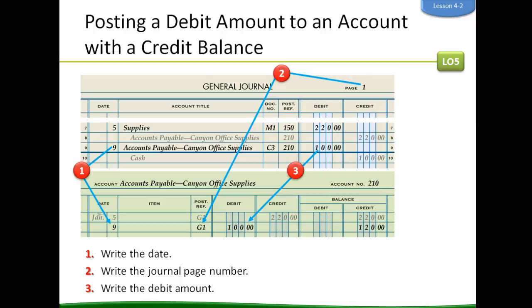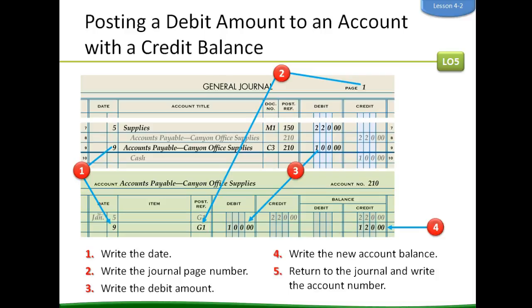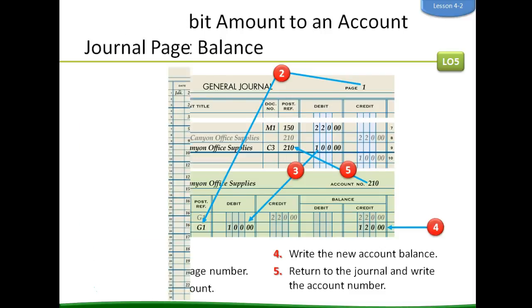Previously, our account had a credit balance of $220. So now we're going to debit or subtract $100 from our credit balance to have a new credit balance of $120. Finally, you always want to go back to the post reference column and make sure you note the account number where you posted the transaction to.